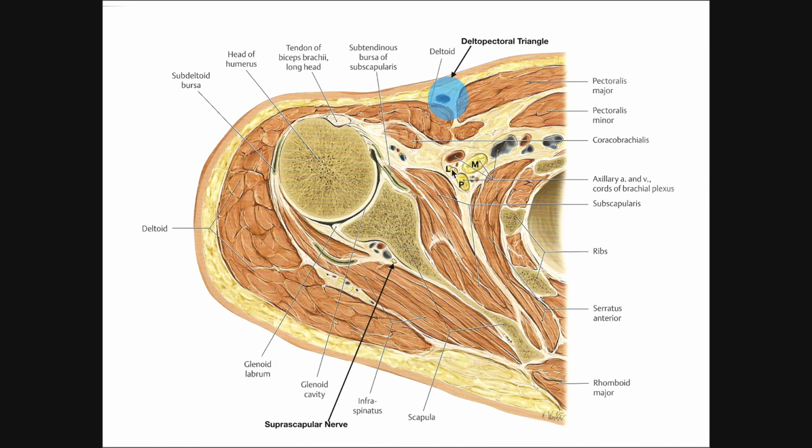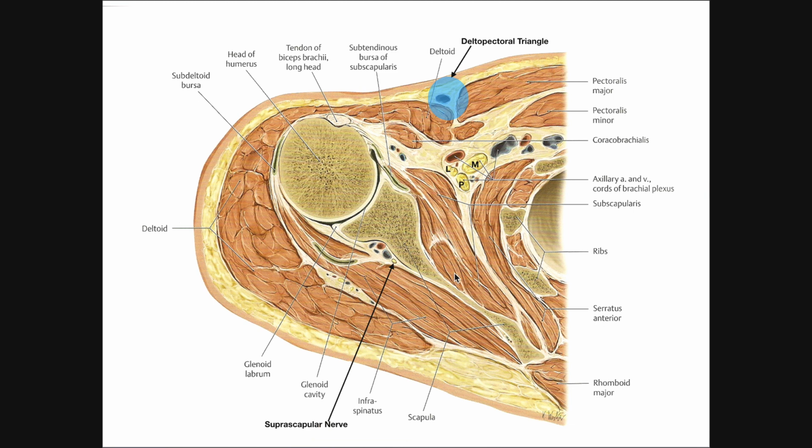Eventually, as you go further down, if the cross section was taken further inferiorly, the medial cord would be a little bit more anteriorly placed, and so would the lateral cord. And so they would still be lateral and medial to the axillary artery, but a little bit anterior to it. And the posterior cord would remain posterior to it.